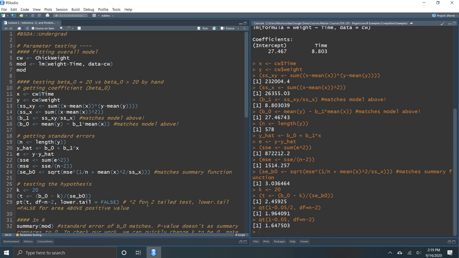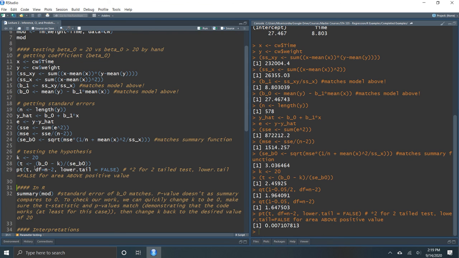To calculate the p-value, again, remember we do times 2 for two-tailed tests, but in this case, we'll just do the regular test. I use pt instead of qt. I give it my test statistic, the degrees of freedom. Now I'm going to use the argument lower tail equals false, so I don't have to worry about being upper or lower. Lower tail equals false means instead of finding the area below the test statistic, find the area above the test statistic.